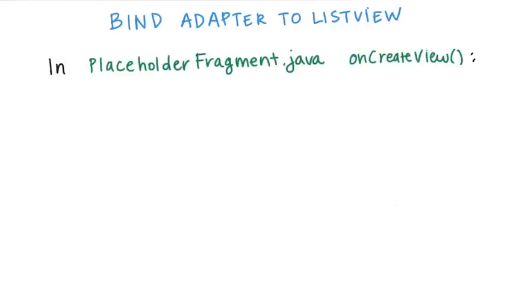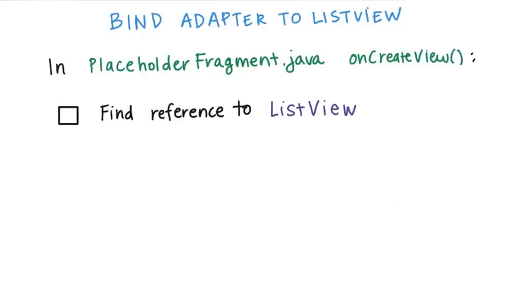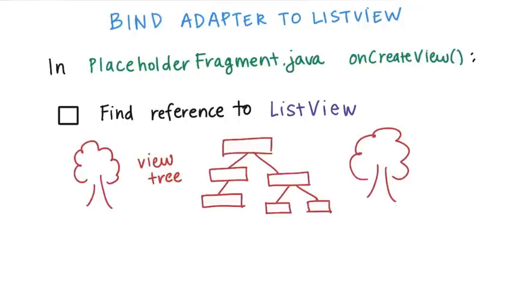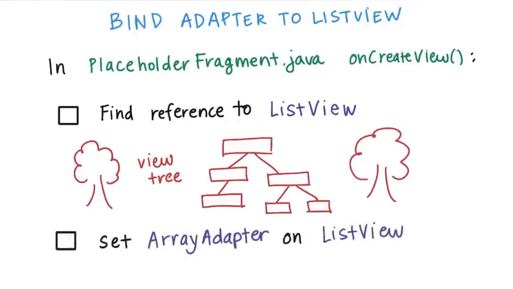Now in the placeholder fragment class, find the adapter to the list view. Luckily, we did assign an ID to the list view earlier, so we can find it easily now. Think about the smallest subtree in the view hierarchy that you can call findViewById on. Then set the adapter on it. If you want an example, you can see one in the link below. Check the boxes when you're done.